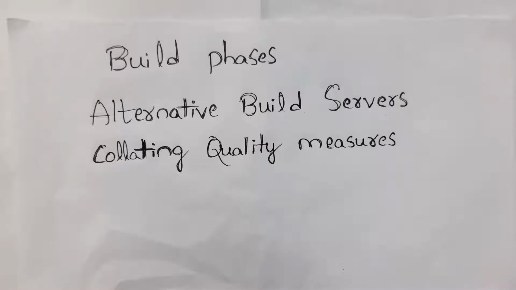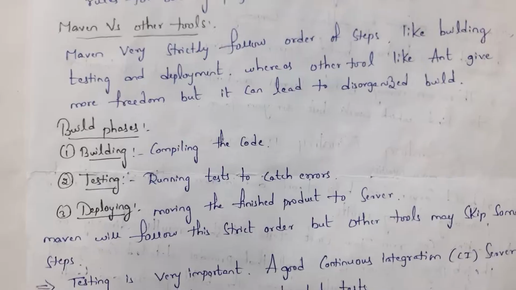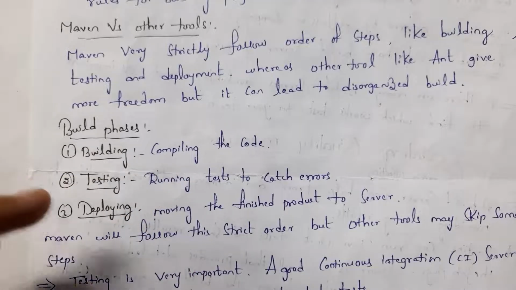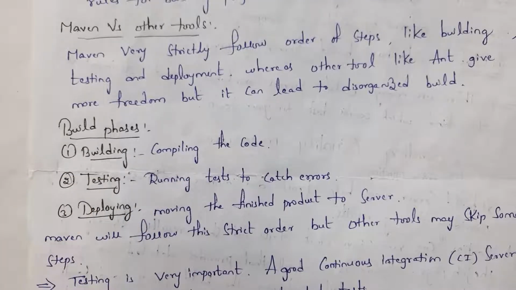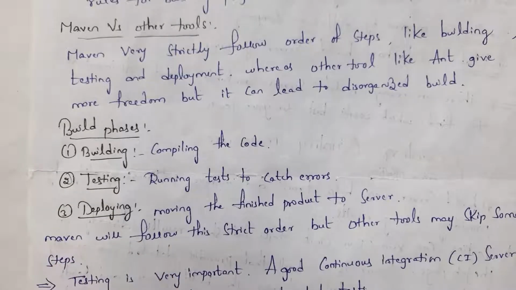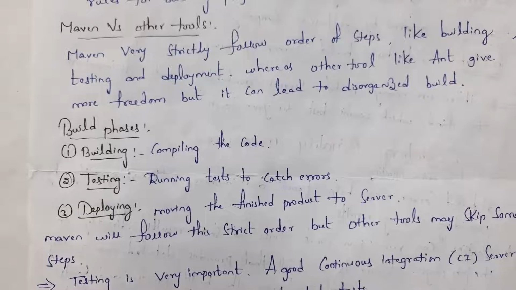Let's get started. First, I will explain what are build phases. Guys, Maven is a build tool. By using this tool, we can perform three basic operations. The first one is building. Building is nothing but compiling code. Next one is testing. Testing is performed on code in order to catch various kinds of errors. And the third phase is the deployment phase. After successfully compiling and testing code, we need to place that code in a server. So placing our code in a server is known as deployment. So the Maven tool will perform these three basic operations.